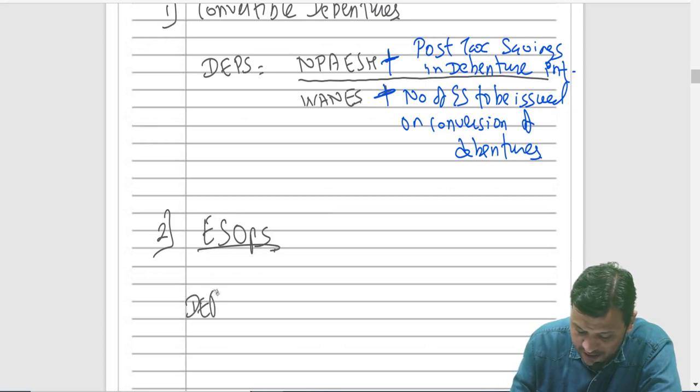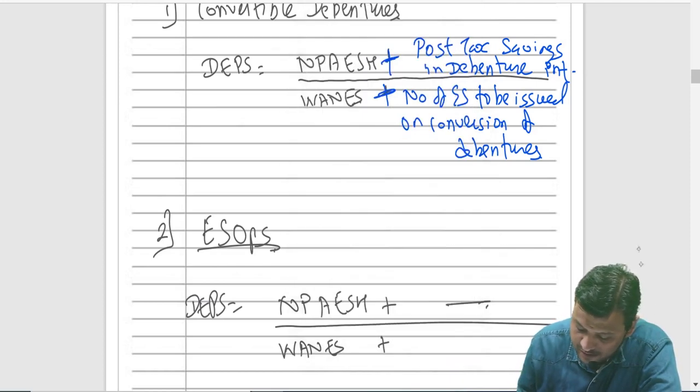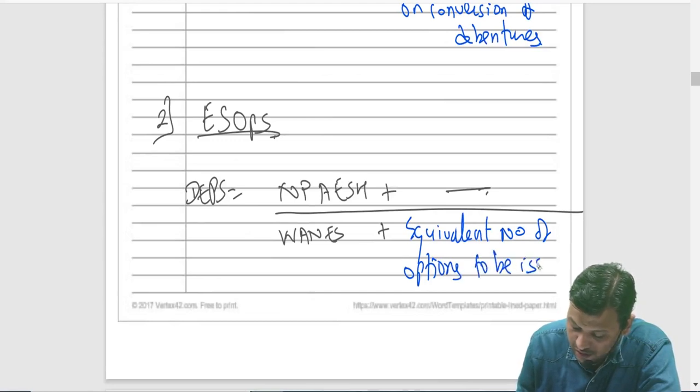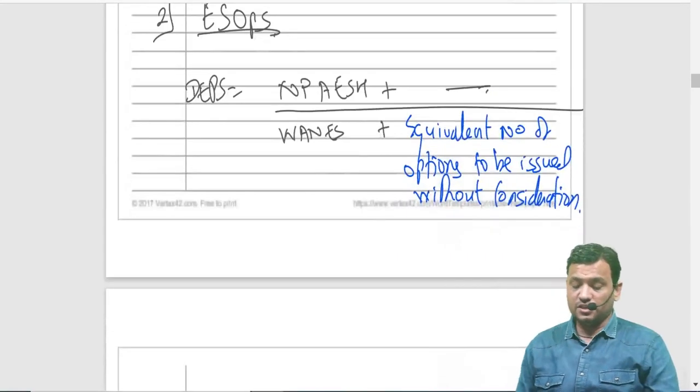So here DEPS will be nothing but net profit attributable to equity shareholders, that is my numerator, divided by weighted average number of equity shares, that is done. Nothing will come on the numerator side, nothing but equivalent number of options to be issued without consideration. Equivalent number of options to be issued without consideration.